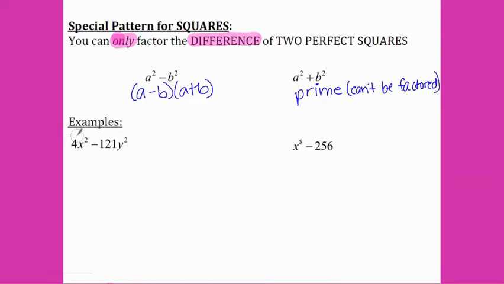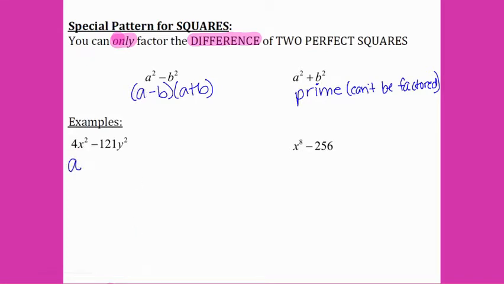So if we have 4x squared minus 121y squared, those are both terms that are squared. If you notice in our pattern, we start with a squared, but we need to get to just a. Basically, we need to square root each part of the term to figure out what our a is for our pattern.